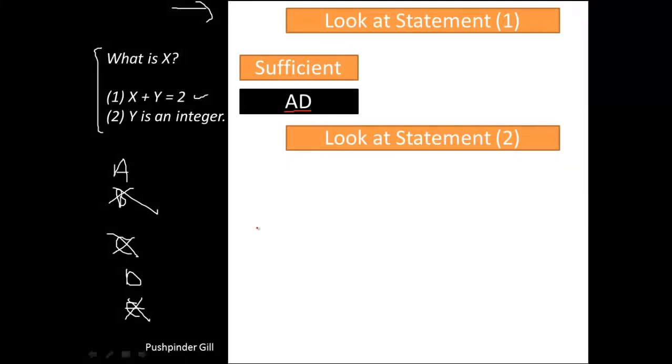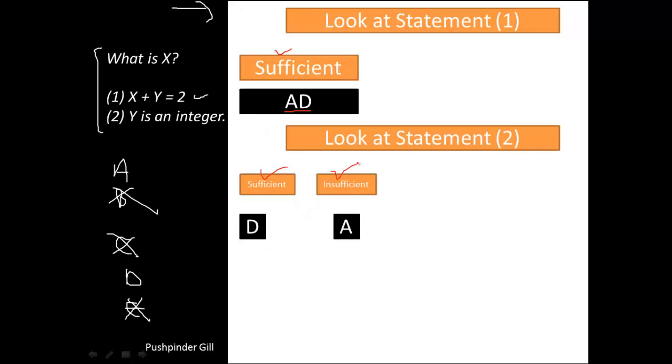So what happens when you look at statement 2? It can either turn out to be sufficient or insufficient. Suppose statement 1 is sufficient, we have established that, and statement 2 is sufficient. That means your answer is D. If statement 1 is sufficient and statement 2 is insufficient, your answer is A. So that pretty much explains the flow chart. First you look at the first statement. If it is sufficient, your answer is either A or D. Then you look at the second statement, and the answer is D when both are sufficient, and A when only statement 1 is sufficient.